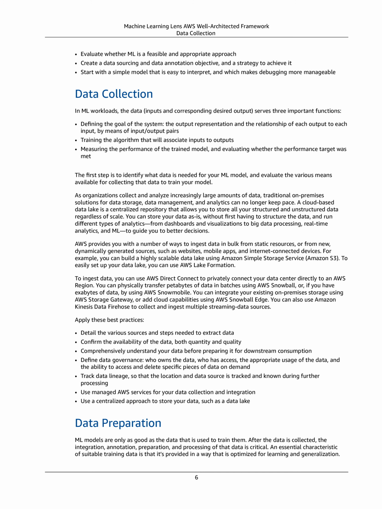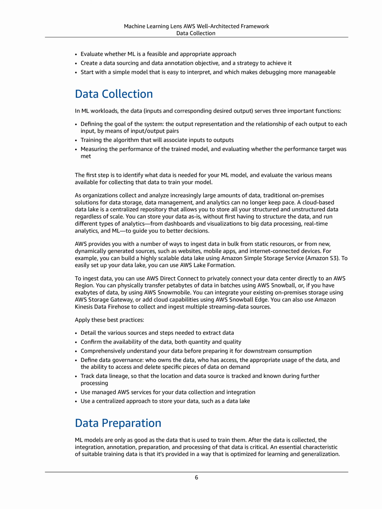To easily set up your data lake, you can use AWS Lake Formation. To ingest data, you can use AWS Direct Connect to privately connect your data center directly to an AWS region. You can physically transfer petabytes of data in batches using AWS Snowball, or, if you have exabytes of data, by using AWS Snowmobile. You can integrate your existing on-premises storage using AWS Storage Gateway, or add cloud capabilities using AWS Snowball Edge. You can also use Amazon Kinesis Data Firehose to collect and ingest multiple streaming data sources.